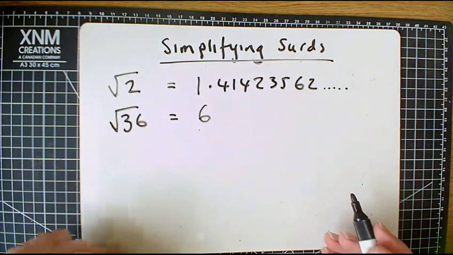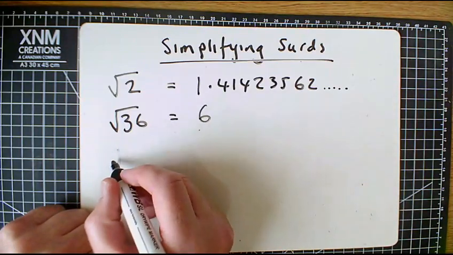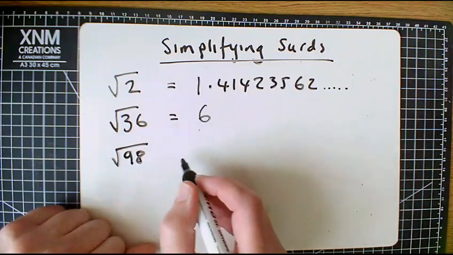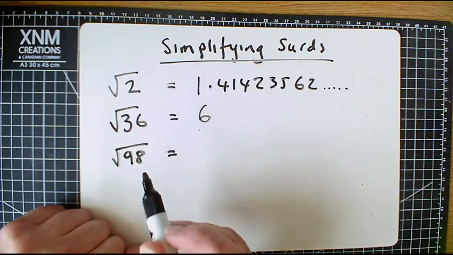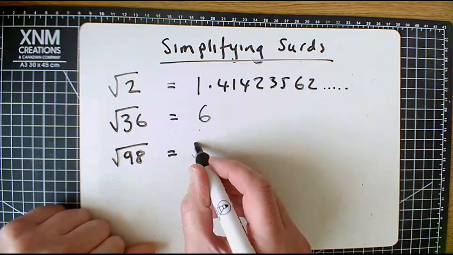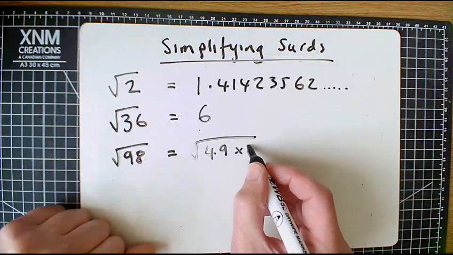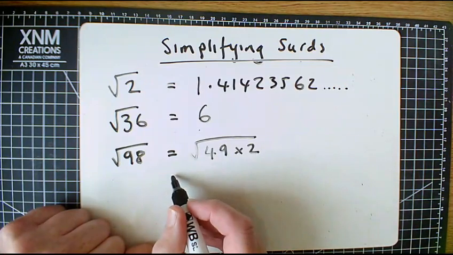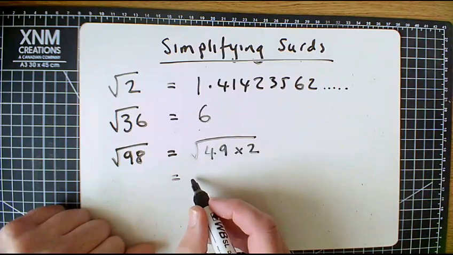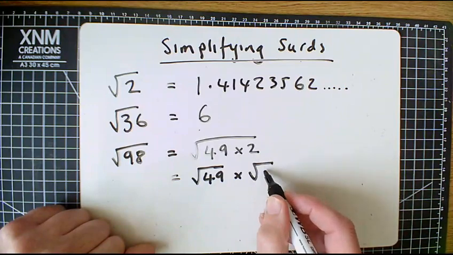Now you may be asked to simplify a number. So you might be asked, for example, to simplify the square root of 98. Now what we've got to think of is, are there any square numbers which can make up 98? The square root of 98 could be expressed as 49 times 2. Two 49s is 98. Now, what we can do is write the square root of 49 on its own, and we can write the square root of 2 like that.